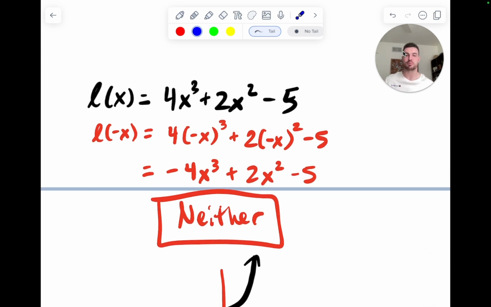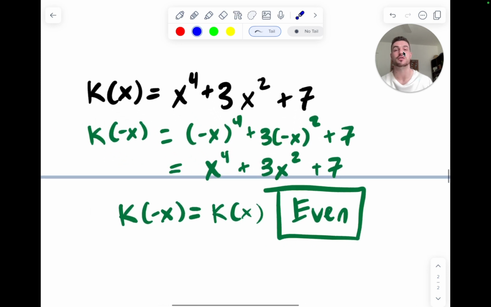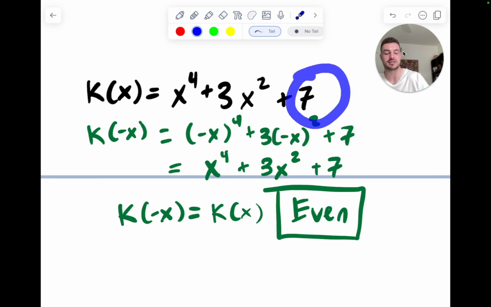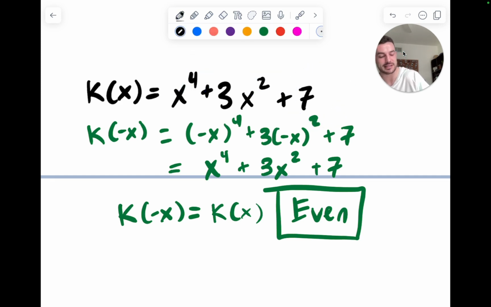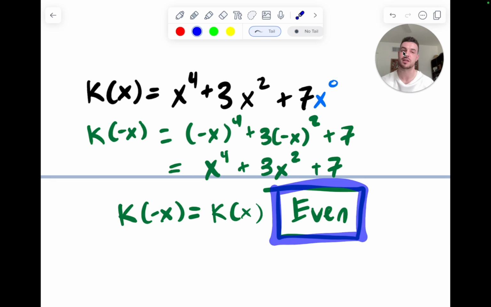All right, so the really bright students here that are paying attention, you might notice a couple things. This is an even function. If you look at our exponents, they're all even. Even if we focus down here at the constant, this is technically an x to the 0 power. Mathematically, 4, 2, and 0 are all considered even. This is an even function.